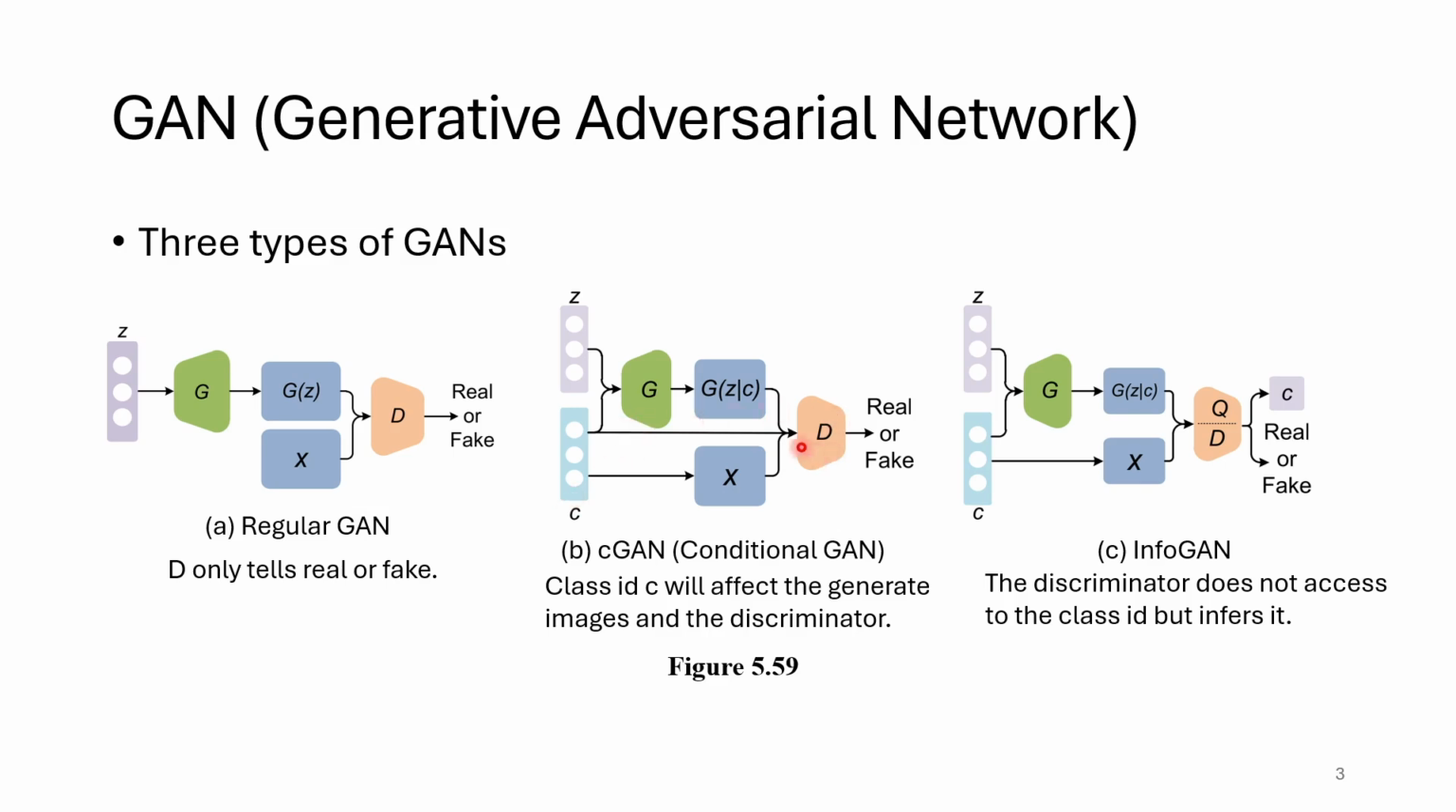Okay. So the third is the InfoGAN. It means the discriminator not only tells us whether it is a real or fake image, it will also tell us what classes or what is the conditioning factor of the generated signal or images. Okay, let me show some examples. And when we go back to here, it will be easier to understand.